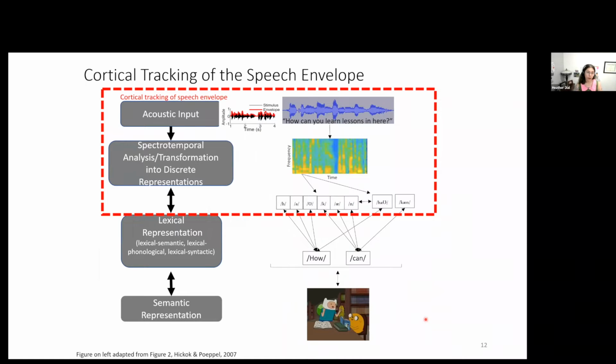So when we're talking about cortical tracking of the speech envelope, bringing it back to that basic model of speech perception, I think probably we're looking at something that's occurring in this acoustic input to spectrotemporal analysis level. Now, granted, I have these bidirectional arrows here because I think it is safe to assume some degree of interactivity among these levels. And so some research has shown, for example, that cortical tracking of the envelope is influenced by this top-down information from these higher levels, but at a basic level, what we're looking at is something around this level here.